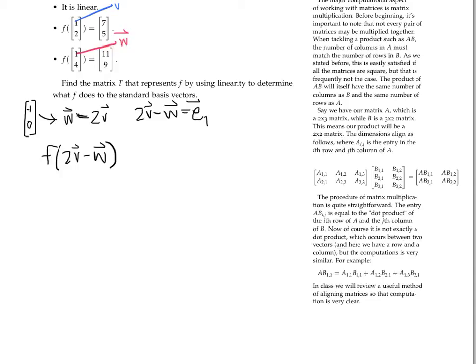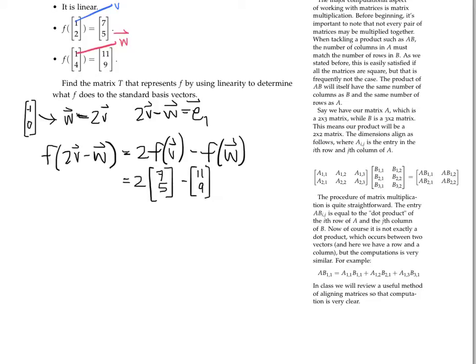Let's take a look. I start out with the function f acting on 2v minus w, and by linearity, I'm going to be able to rewrite this. And this is great, because I know what f acting on v gives me and what f acting on w gives me. Now I have 2 times 7, 5 minus 11, 9, which, if we do the arithmetic, is 3, 1. And again, this is f acting on 2v minus w, which happens to be f acting on the first standard basis vector, which happens to be the first column of our mystery matrix, 3, 1. That's going to be the first column of our mystery matrix T.